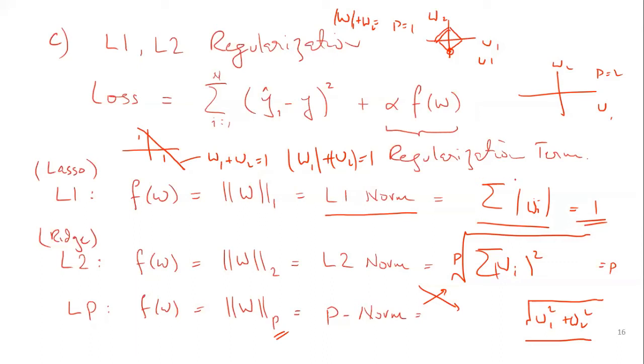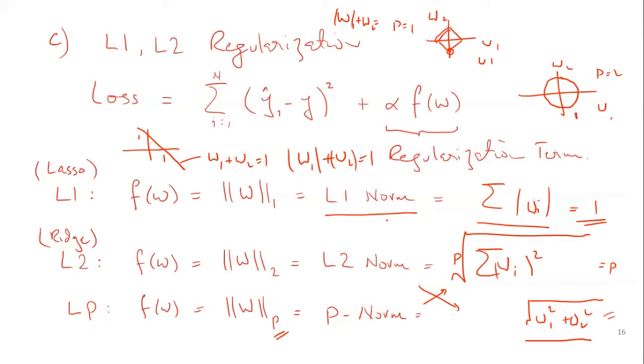What about p is equal to 2? It's going to be a circle, right? So this is the simple equation for a circle. Actually, here the absolute values don't mean anything because when you square them, it automatically resolves the absolute value. So this is simply the equation of a circle with a radius of 1.